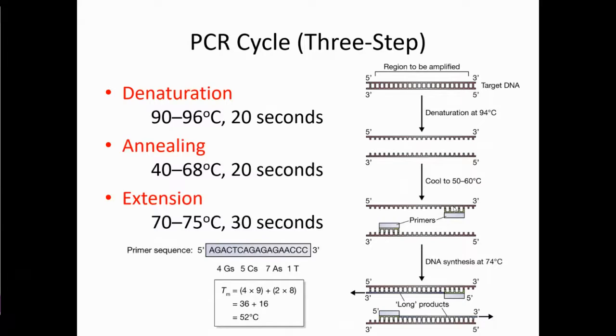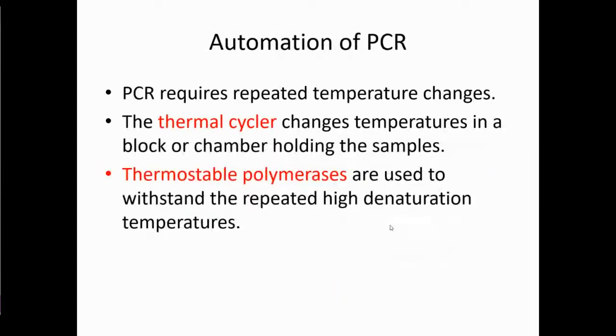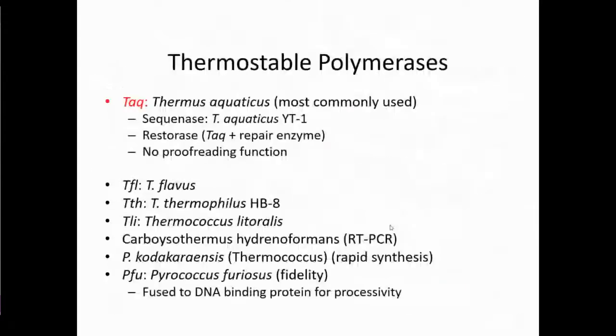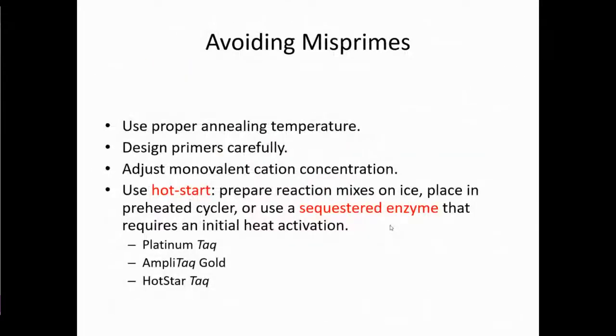If you see the misprime product, normally you will need to increase the annealing temperature. All right. When you increase the annealing temperature, that will reduce the binding of the primer to the template. So that means that will reduce the non-specific binding. Only a very accurate complementary DNA sequence will form the double helix. All right, so that's one way to avoid the misprime, to increase the annealing temperature. So that's why you have to use proper annealing temperature.